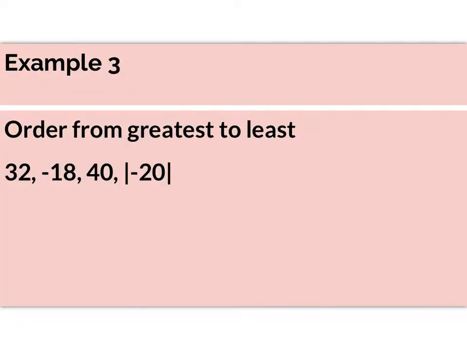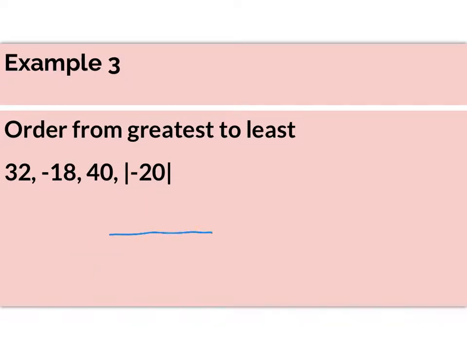Okay, so now let's order these numbers. The first thing we have to do is rewrite the numbers. So 32 is 32, -18 is -18, 40 is 40, but the absolute value of -20 becomes +20. The negative is inside of the absolute value sign. So we have -18, 20, 32, and then 40. And 20, 32, and 40 have no sign, which means that they're positive.